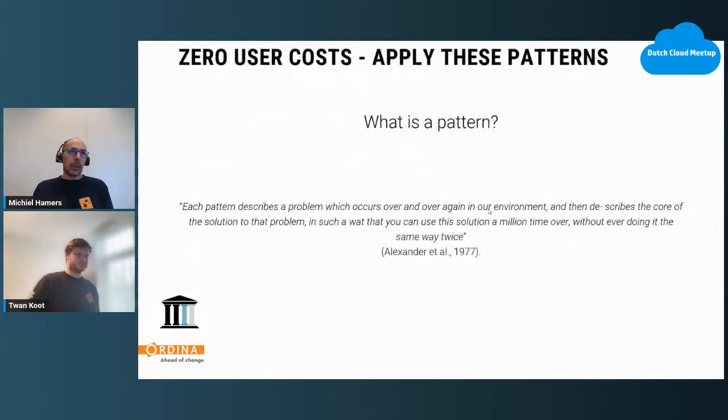And yeah, you need to apply those patterns. At least that was what I was thinking. But then we came to the statement when Twan and I discussed it. Yeah, describe a problem. But Twan mentioned he's not really from the patterns.